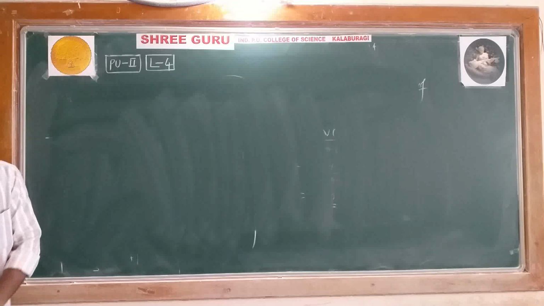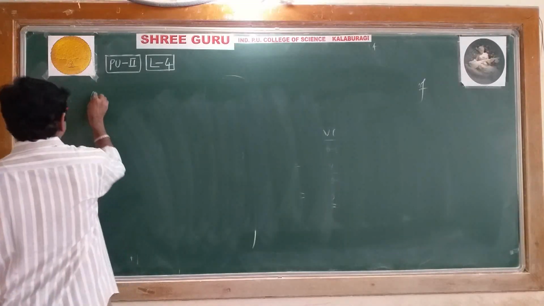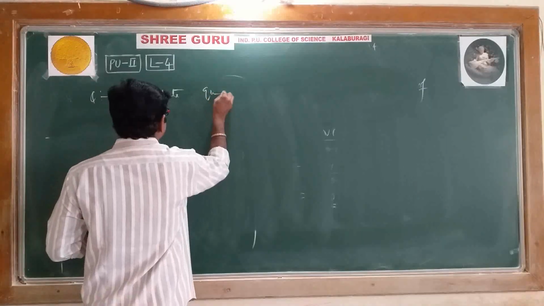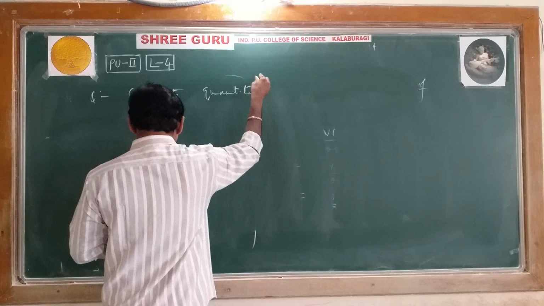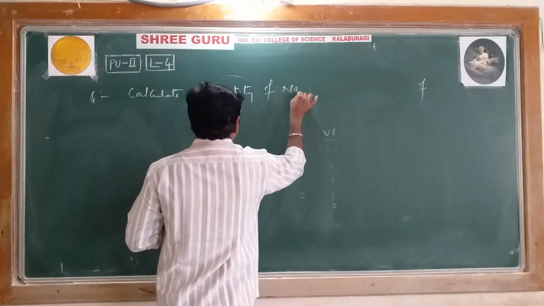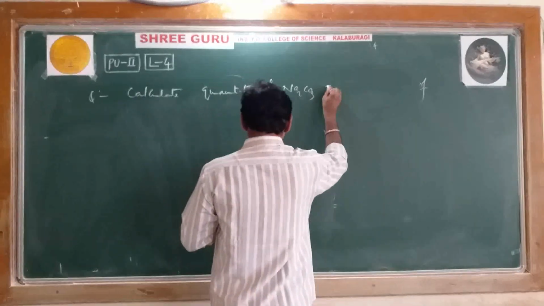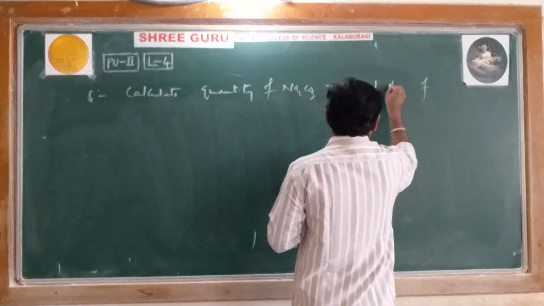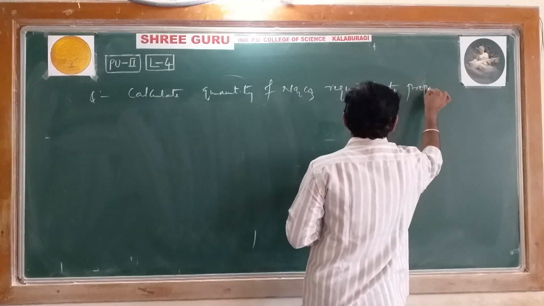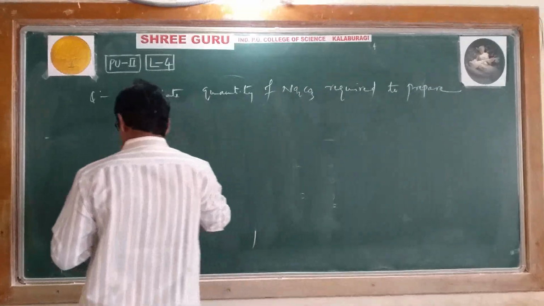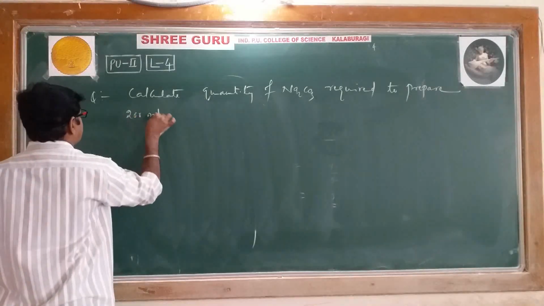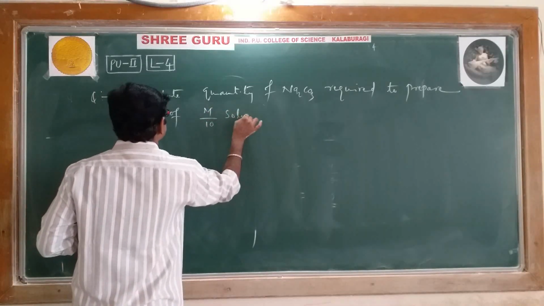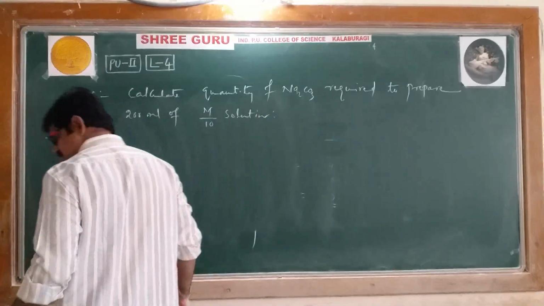Calculate the quantity of sodium carbonate required to prepare 200 milliliters of M/10 solution. That's it. This is the question.